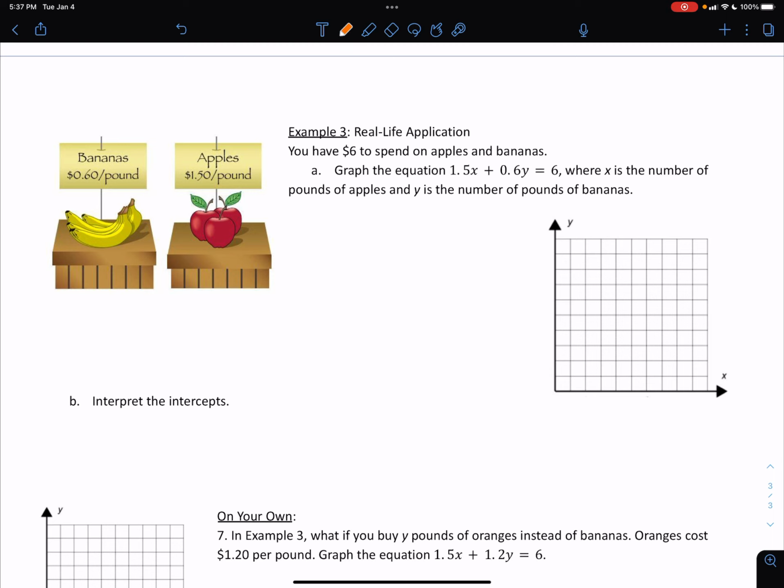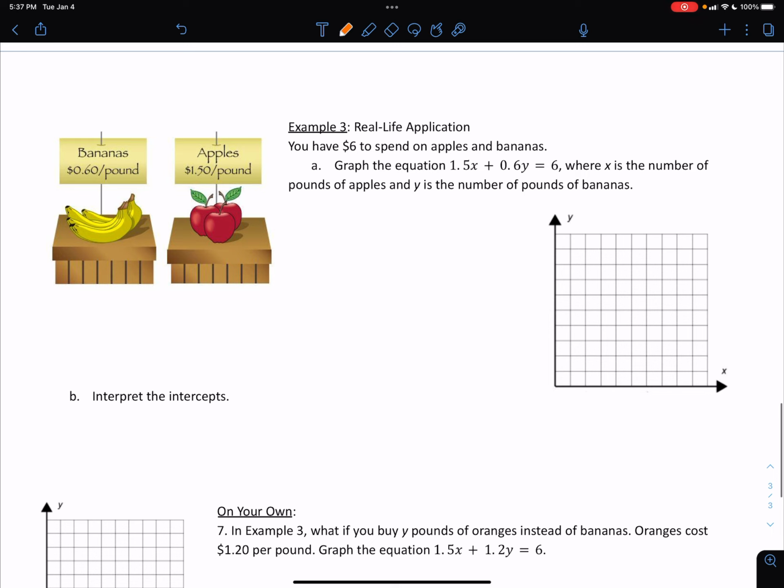Okay, so what I would do is actually find the intercepts, right? If I were to graph this, your x-intercept, once again, that's when y equals 0. So you have 1.5x plus 0.6 times 0 equals 6.